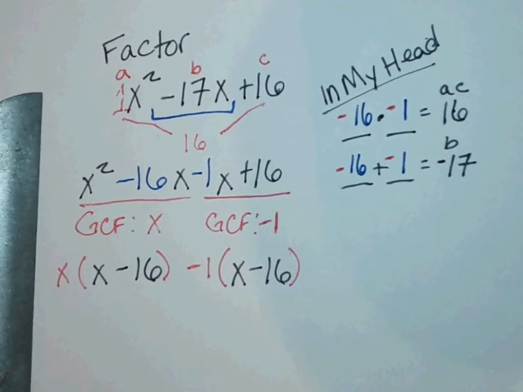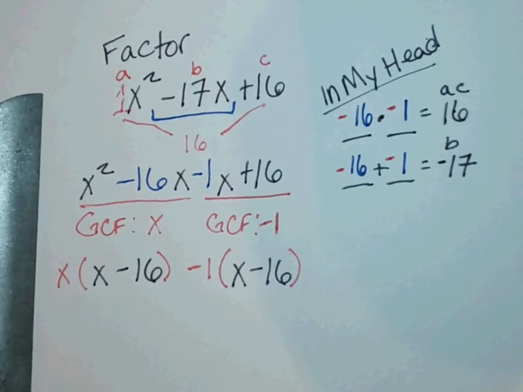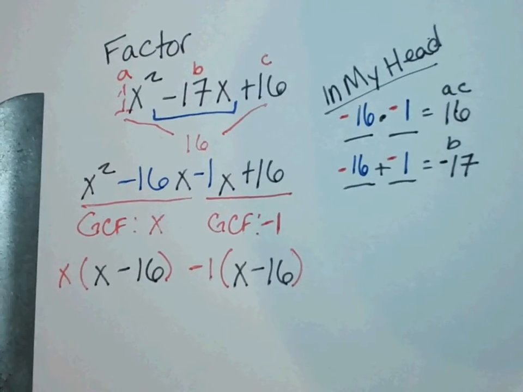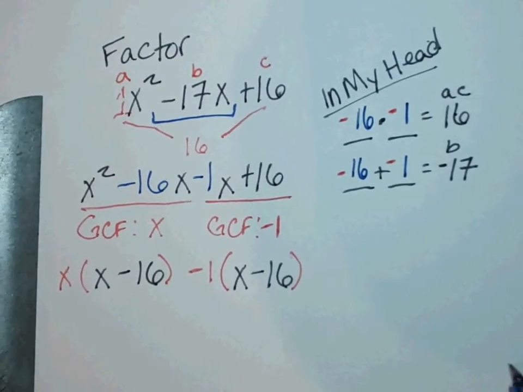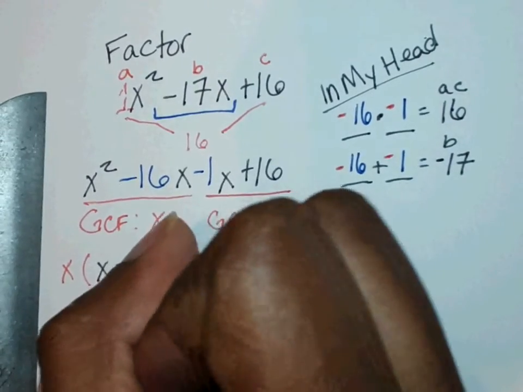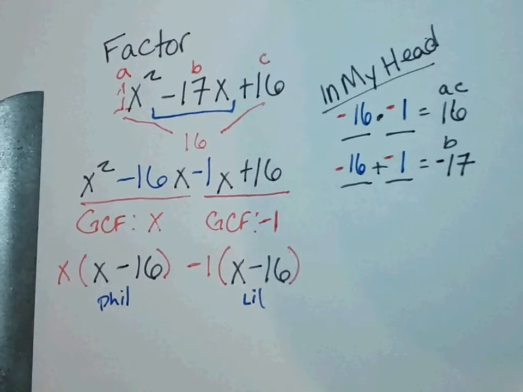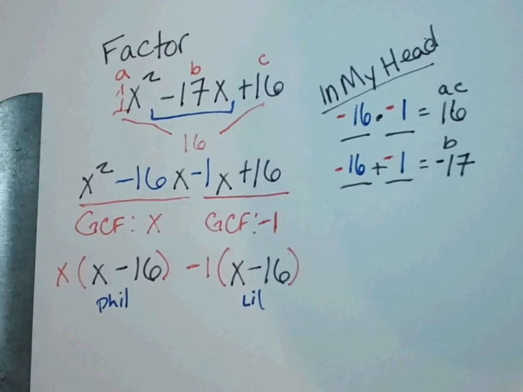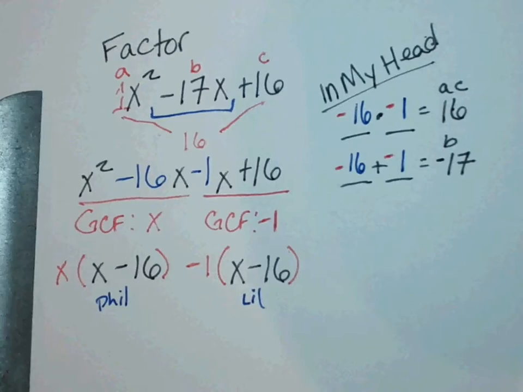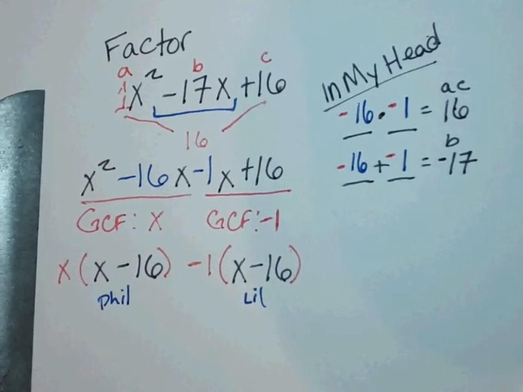I'm excited. I'm happy. If you're in my class, you know exactly why I'm happy. I have twins. We're going to call this twin Phil. We're going to call this twin Lil. I have twins. Since I have twins, I know that I can factor this. I've done all of my math correctly, and I already know my answer.